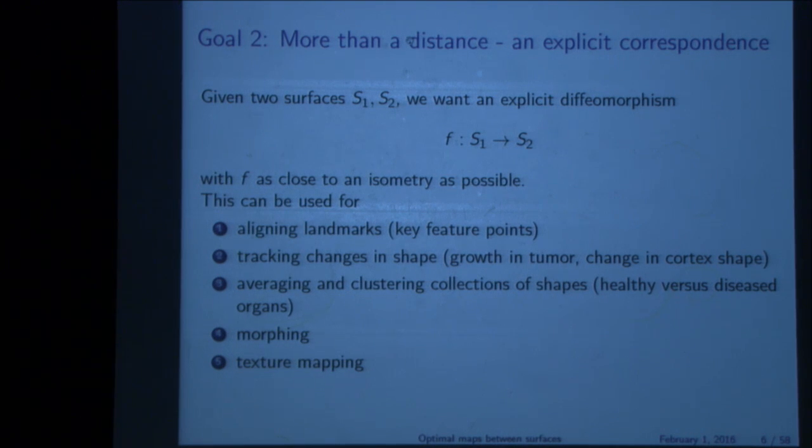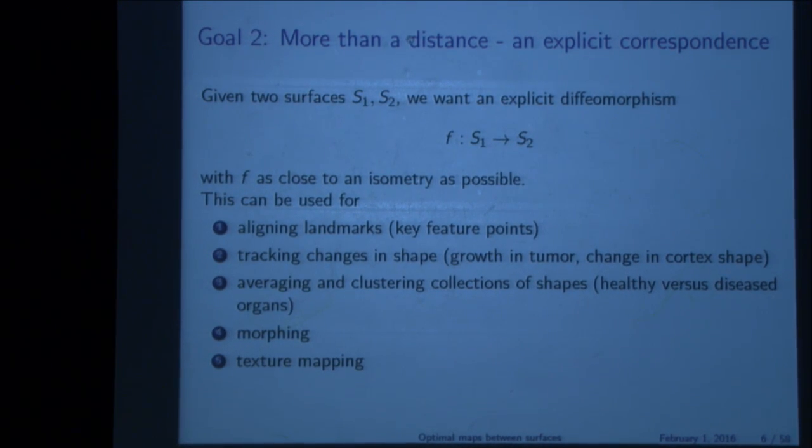Besides a distance, a number that tells us how similar two shapes are, the other thing we really want in many applications is an actual correspondence between the two surfaces. So if we have two brain scans, we'd like not just a number that tells us how similar they are, but actually a diffeomorphism from one to another, an alignment of one to another. So we can see, if one brain is different from another, what part of the brain is different.